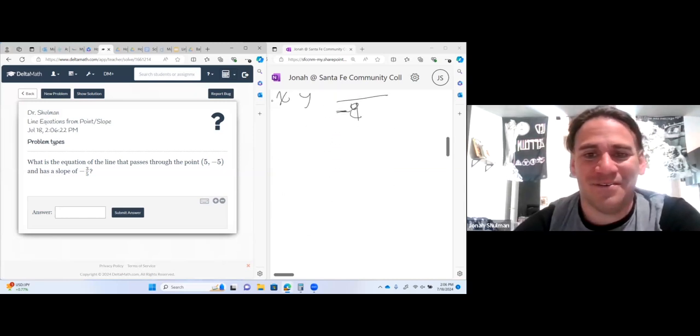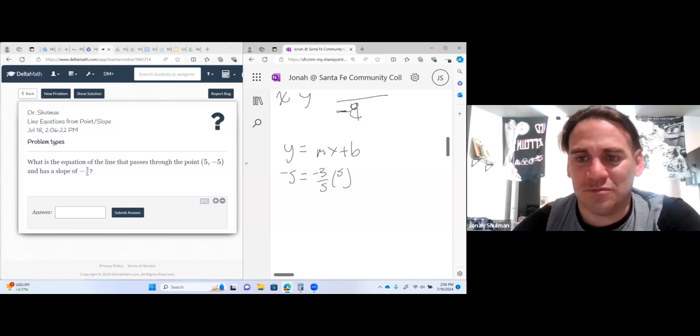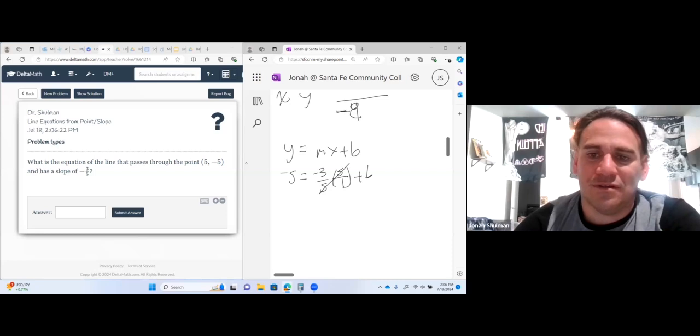So here we go. Y equals mx plus b. We put in what we have. That's your x, that's your y. -5 equals -3/5 times 5 plus b. This is over 1, they cancel. -5 equals -3 plus b. Add the 3.